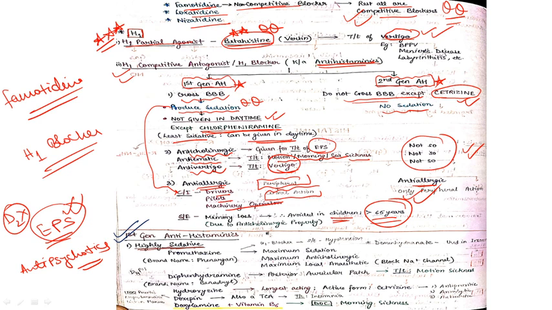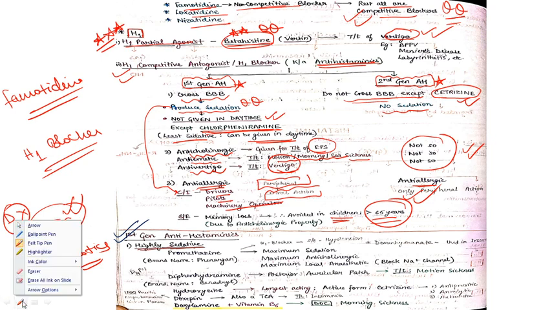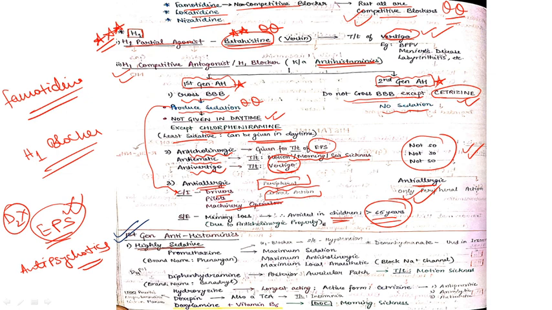The first important drug that we are going to discuss is promethazine, then diphenhydramine, hydroxyzine, doxepin and doxylamine. These are the 5 highly sedative antihistaminic drugs. Clear? These are the 5 highly sedative antihistaminic drugs: promethazine, diphenhydramine, hydroxyzine, doxepin and doxylamine.